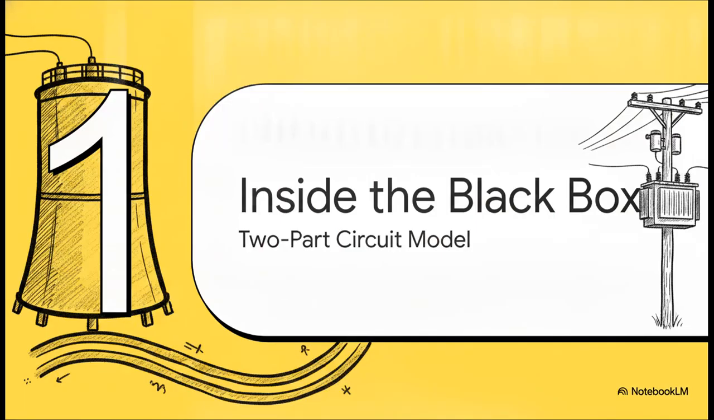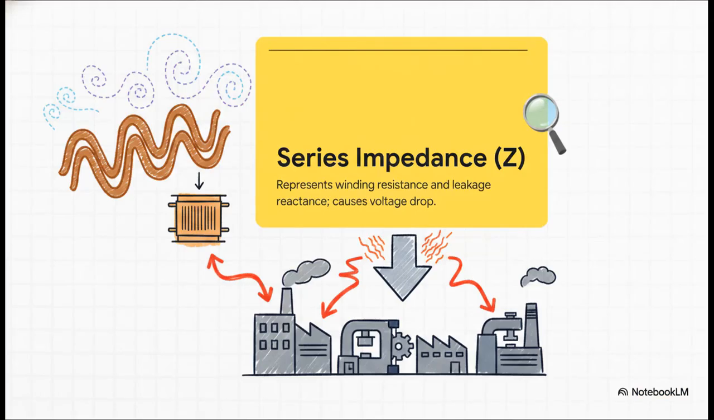Section 1. Inside the black box, the two-part circuit model. Let's look inside that steel tank. It honestly doesn't matter if we're talking about a small distribution unit on your street corner or a massive 400 kilovolt step-up transformer at a nuclear plant. Mathematically, the electricity takes two distinct pathways.